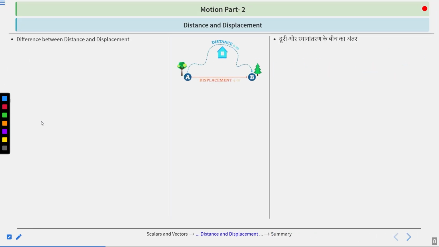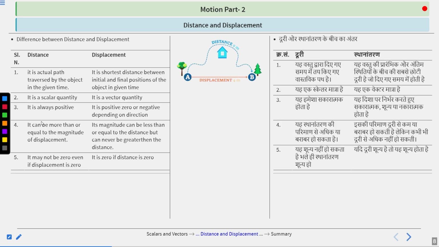The difference between distance and displacement. Now, if we talk about it, serial numbers, distance, and displacement. First is distance. By definition, it is the actual path traversed by the object in the given time. Like here, if 9 meters have been covered in 3 minutes, this is the distance because it is the actual path that we talked about. Thereafter, displacement is the shortest distance between the initial and final position of the object in given time.